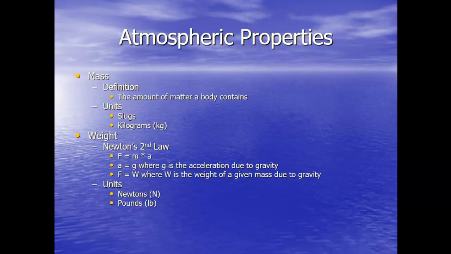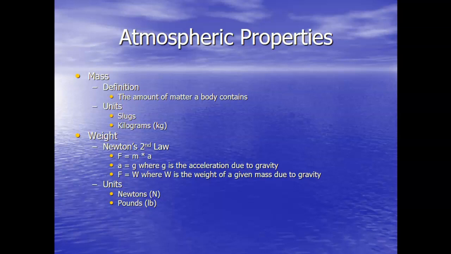It's important to remember that atmosphere has mass. The definition of mass is the amount of matter that a body contains. There are a couple of different ways that we can use to measure mass. We can use the English system and measure it in slugs, or we can use the metric system and measure it in kilograms.